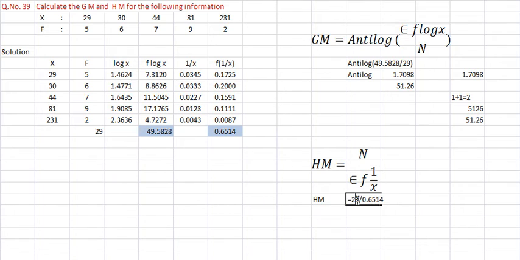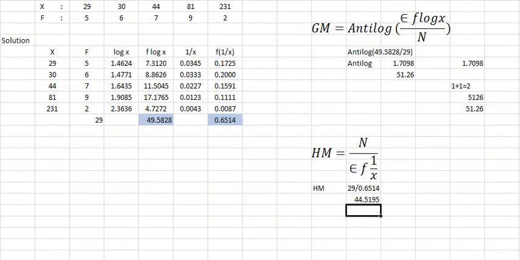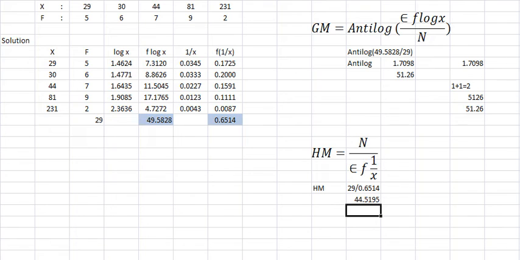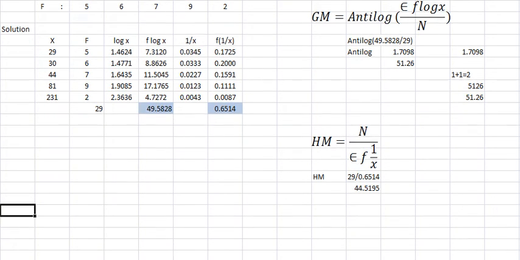I think I will show one step now for your writing purpose. So this was the answer for you, right? 29 divided by 0.6514. This was the answer. I hope that this question number 39, geometric mean, harmonic mean is clear to each one of you. If you have any doubts, you feel free to ask me, right? So this was question number which one? 39.